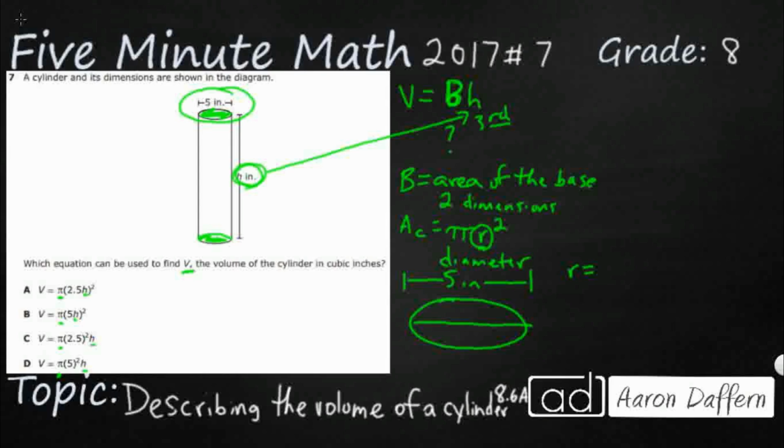So radius equals half the diameter. It goes from the center out to the side. So if the whole diameter is 5, then that means this radius has got to be 2.5. And then the radius to the other side will be 2.5. You just take your diameter, you cut it in half. So that equals 5/2, and that equals 2.5. So putting it all together, we're going to have volume equals pi times 2.5 squared times height. Answer is C.